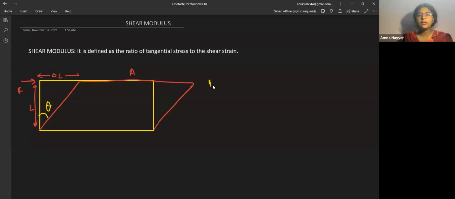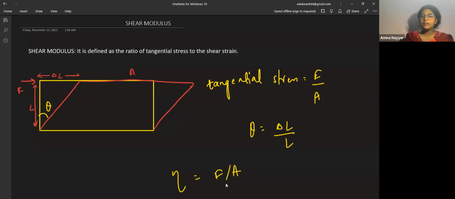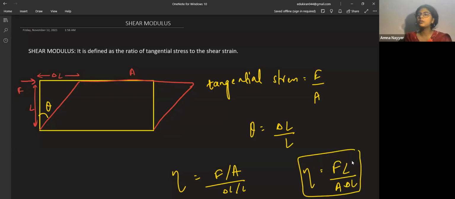So when we are talking about tangential stress, it will be equal to force divided by area. This force is being applied parallel, and tangential strain is change in length by original length, change in dimension by original dimension. So we represent shear modulus with the symbol eta. Bulk was represented by B, Young's with Y, shear modulus with eta. So force upon area divided by change in length by length, similar to Young's modulus. So this is F L divided by A delta L, exactly similar to Young's modulus.